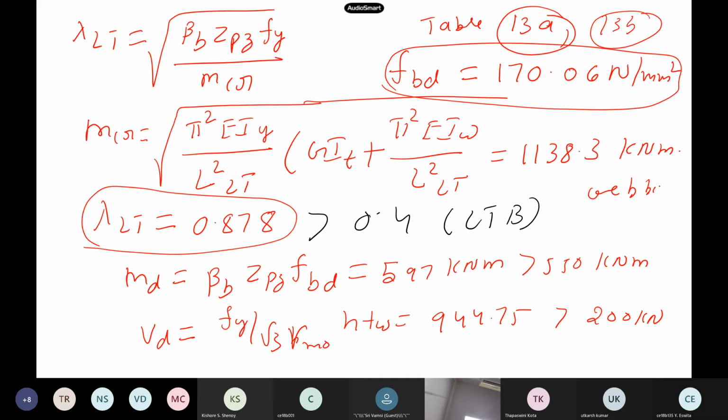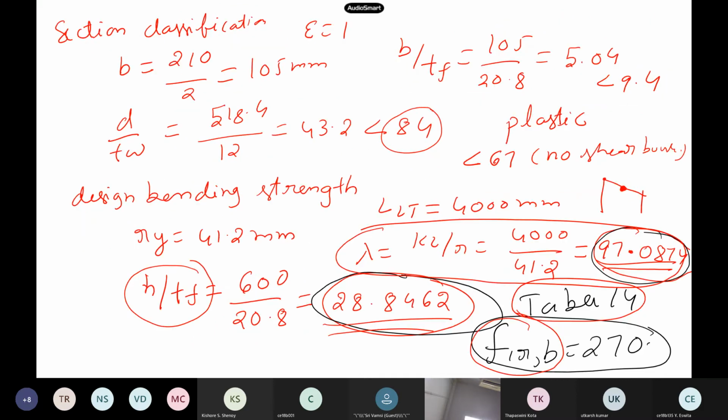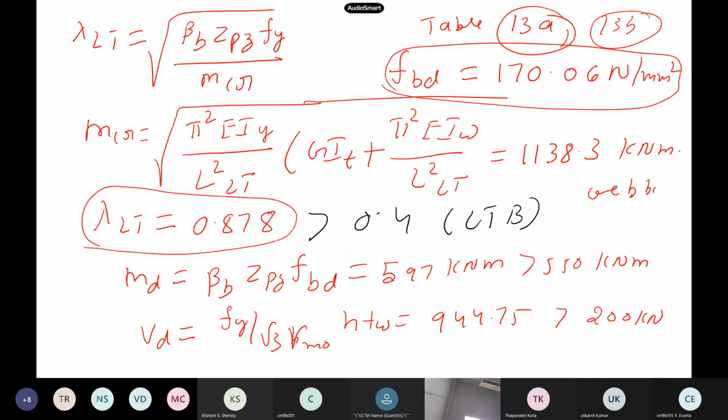See, the web buckling, what is the criteria to check for web buckling? It should be shear buckling. So anyway, your value is less than 67. Now you have to check whether it is... No.